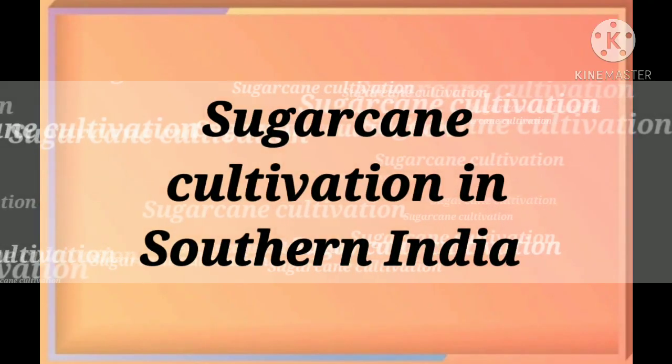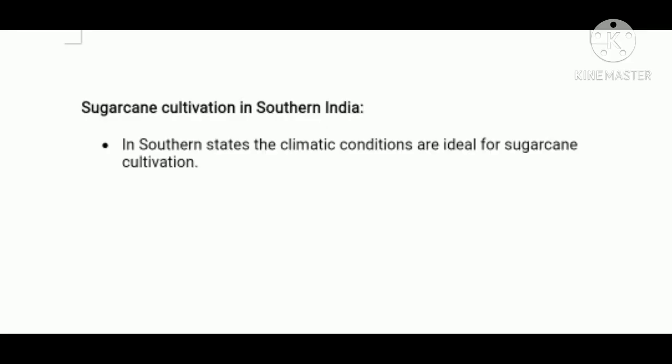Next, sugarcane cultivation in southern India. In the southern states, the climatic conditions are ideal. Unlike northern India, there is an absence of hot wind like Loo. In winter, the temperature does not fall too much and is free from frost also. A favorable maritime climate helps the growth of sugarcane. Also, sufficient irrigation facilities are there as well. New farming techniques and fertilizers are used for the cultivation in the south.